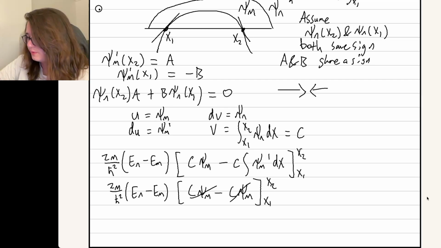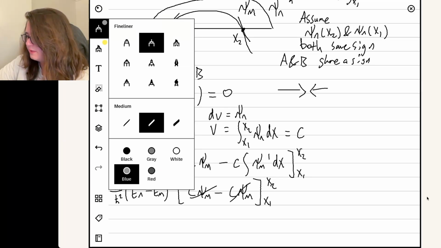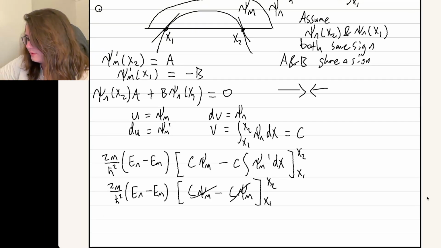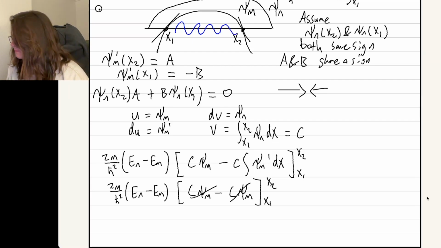So in reality, if you had an En that was bigger than Em, psi n would probably go something like this in between. That's just a rough cartoon, but yeah, more energy means more nodes. All right.